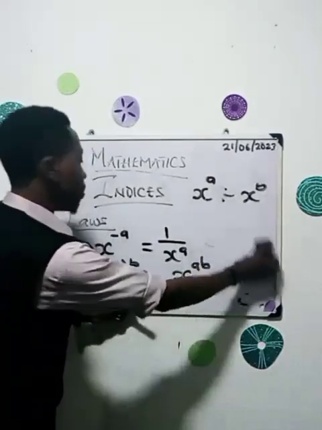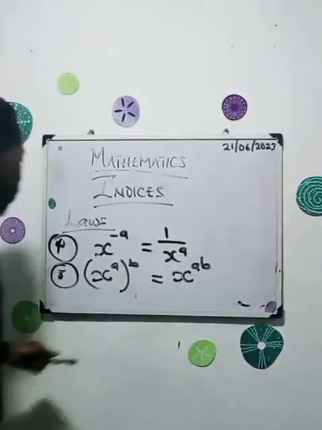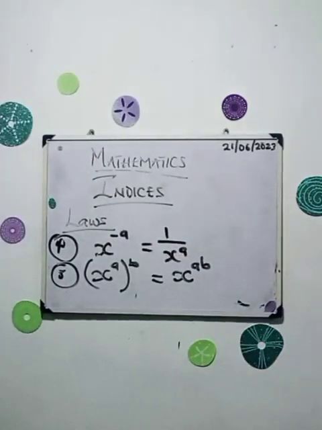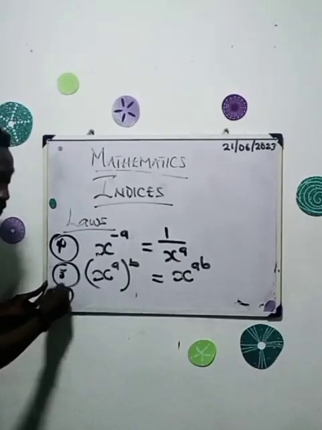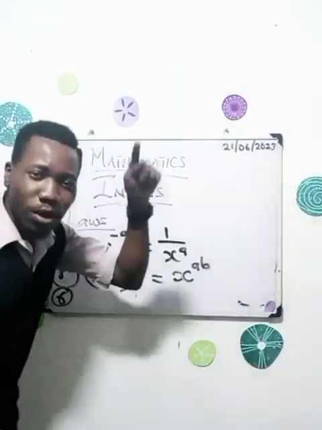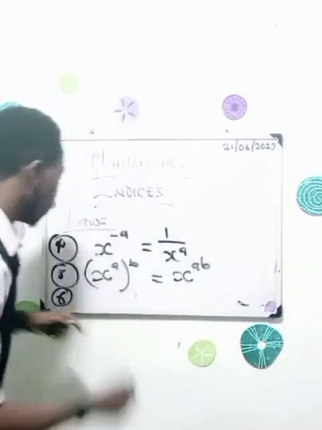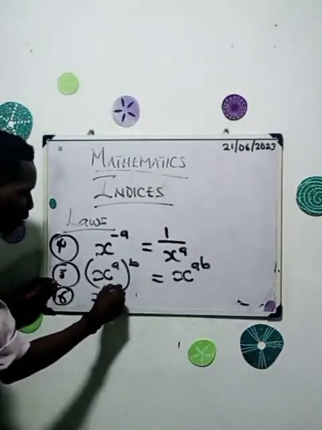So let's continue. Now the next law. Law number 6. Law number 6 says when you have a fraction in your power, for example, x raised to power a over b.